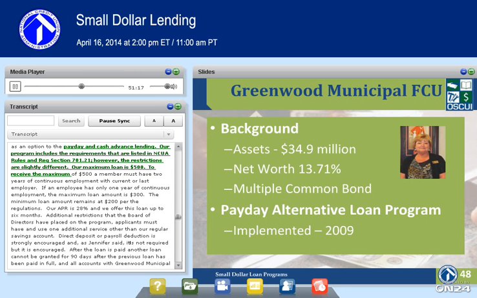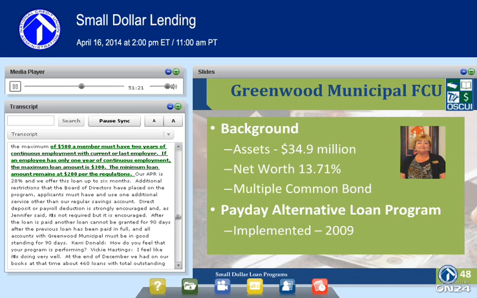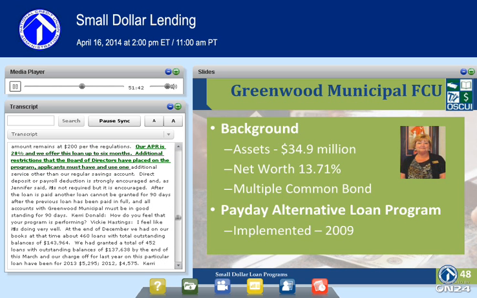Our maximum loan is $500. To receive the maximum of $500, a member must have 2 years of continuous employment with current or last employer. If an employee has only 1 year of continuous employment, the maximum loan amount is $300. The minimum loan amount remains at $200 per the regulation. Our APR is 28%, and we offer this loan up to 6 months.